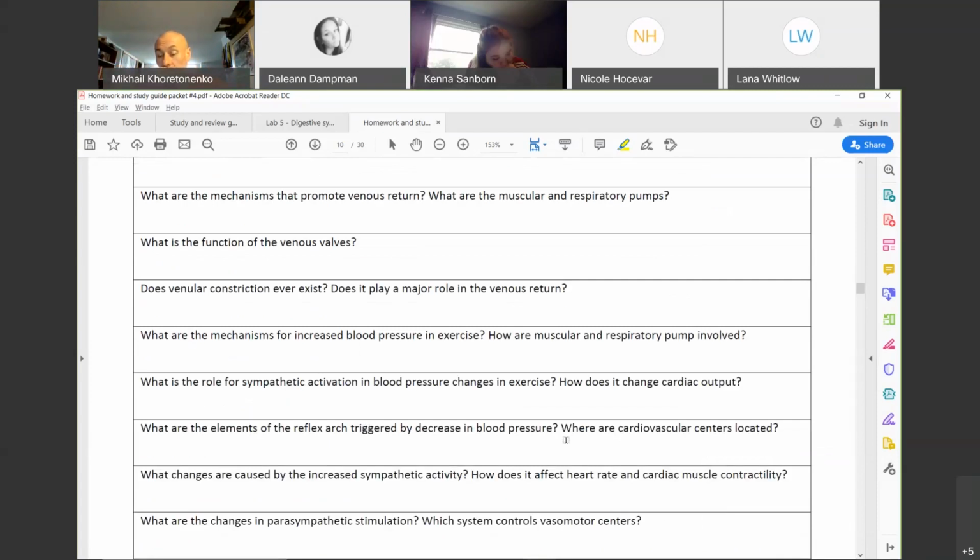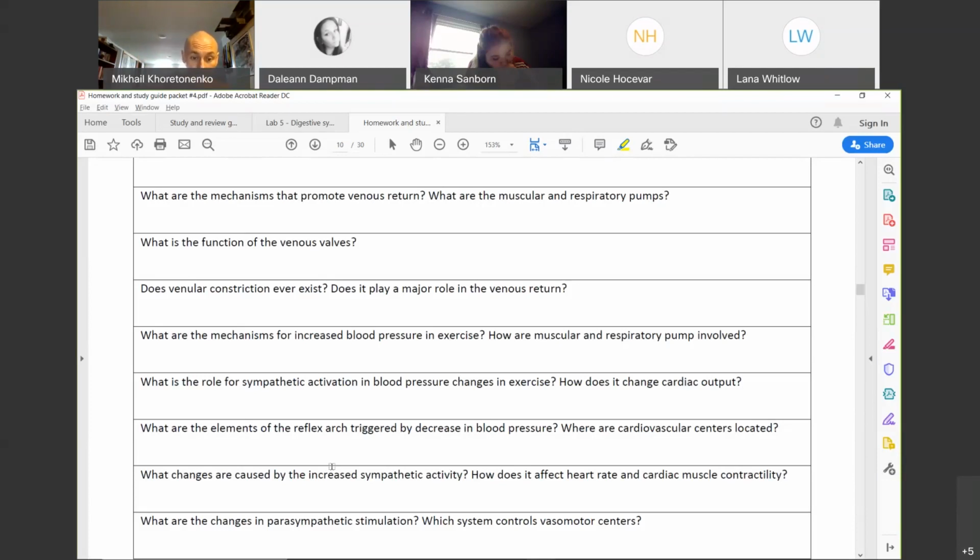When blood pressure goes down, reduced pressure, reduced stretch of the arteries is sensed by the mechanoreceptors in the aorta and carotid arteries. These mechanoreceptors send the signals through the sensory nerves into the medulla oblongata, and they activate cardioacceleratory and vasomotor centers. Cardioacceleratory center increases the heart rate and contractility, that's the sympathetic part. And vasomotor center, also sympathetic, constricts the blood vessels. Okay?